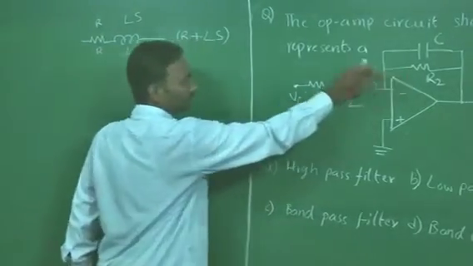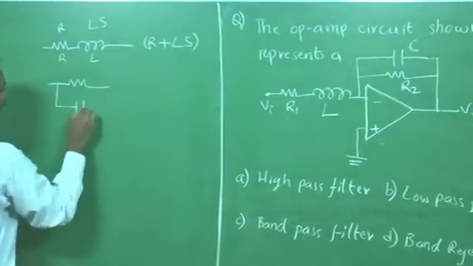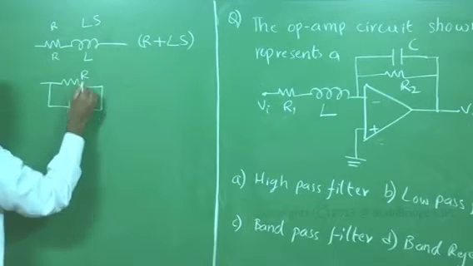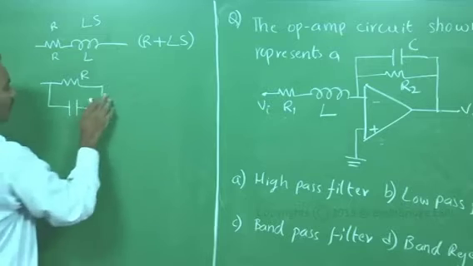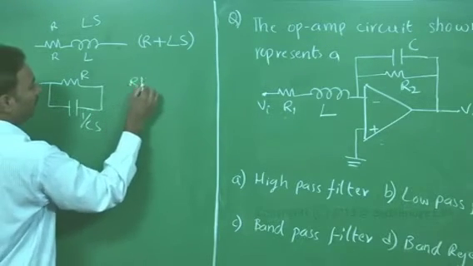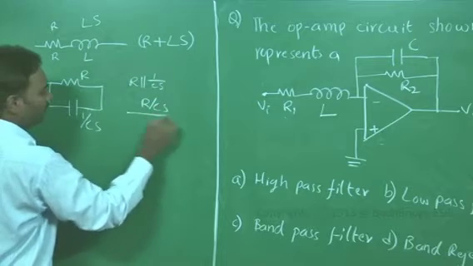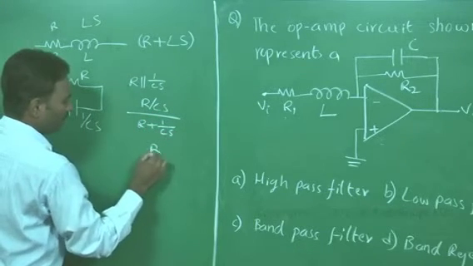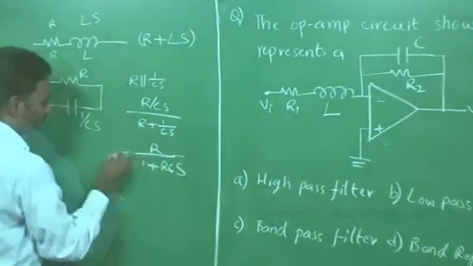And here we have a resistor and capacitor in parallel. Writing the frequency domain configurations, we can write R and 1 by Cs. As these are in parallel configuration, we can write the total impedance as R parallel with 1 by Cs, that is R times 1 by Cs divided by R plus 1 by Cs. This is R divided by 1 plus RCs.